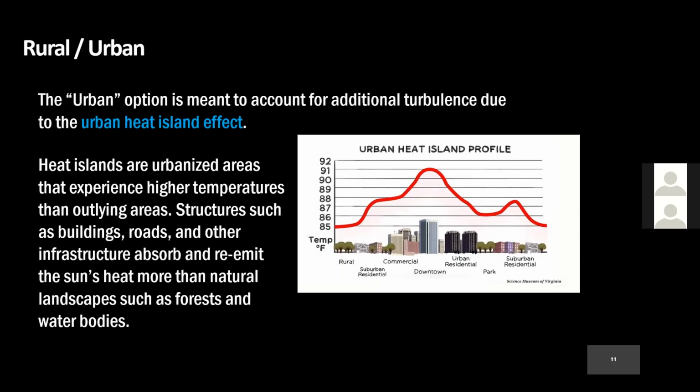Structures such as buildings, roads, and other infrastructure absorb and re-emit the sun's heat more than natural landscapes such as forests and water bodies. So areas that are urban or industrial or commercial and have lots of concrete, those areas will retain heat, and that'll change the characteristics of the atmosphere in that area.